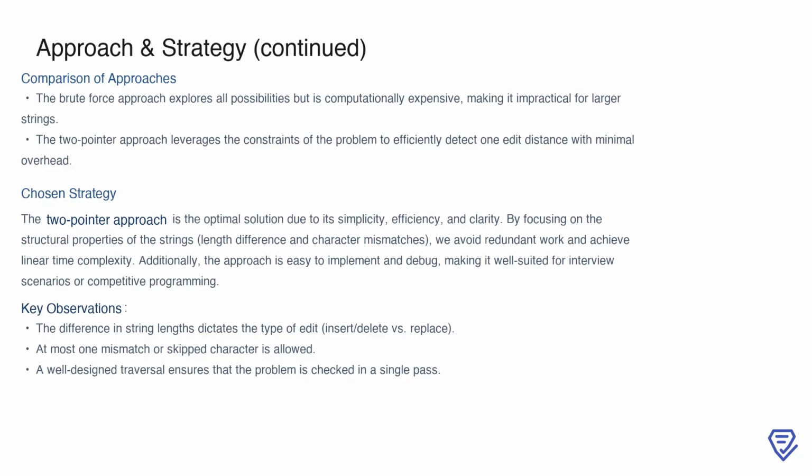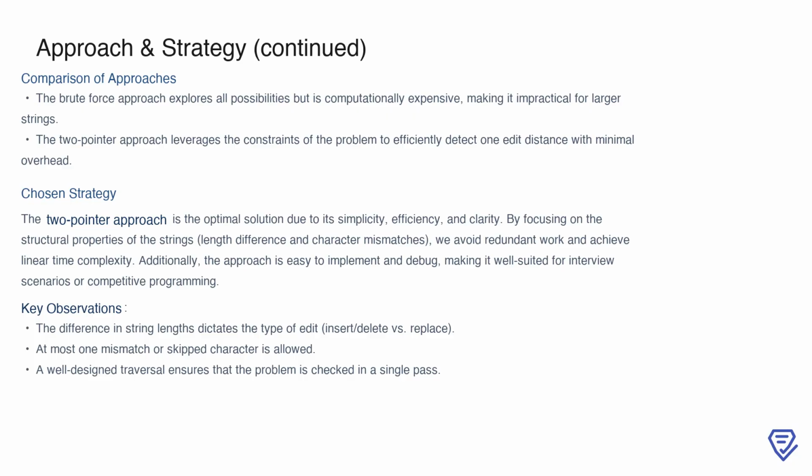In contrast, the two-pointer approach is designed to take advantage of the problem's structure. By focusing on the constraints, such as the limited length difference and the allowance of only one edit, it avoids unnecessary work and provides a streamlined solution. This makes the two-pointer approach far more efficient. In fact, it is the chosen strategy for this problem due to its simplicity, clarity, and optimal performance.